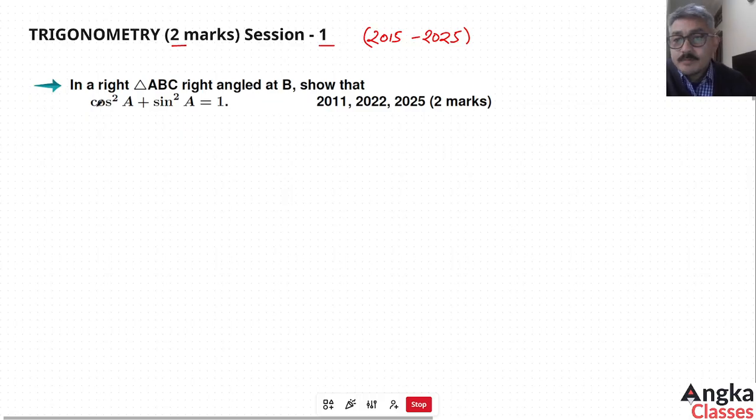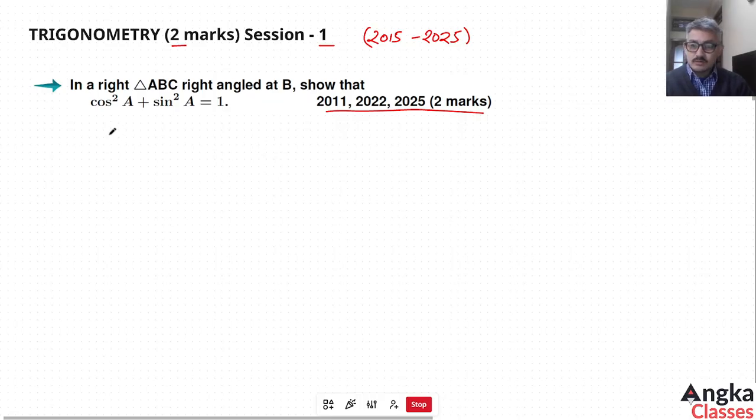Okay, so the question: in a right triangle ABC, right angle at B, show that cos square A plus sin square A is equal to 1. This is a trigonometric identity proof question. It came in 2011, 2022 and 2025, so it's an important question. In a right angle triangle, cos square A plus sin square A is equal to 1, we have to prove.